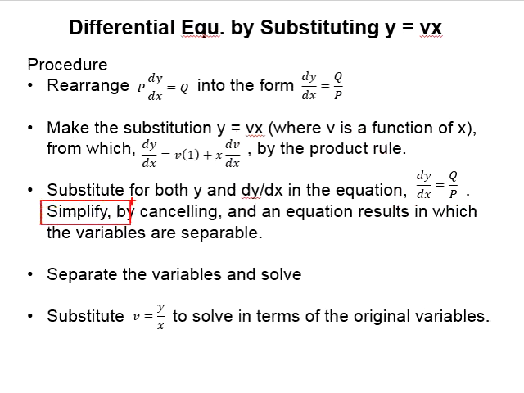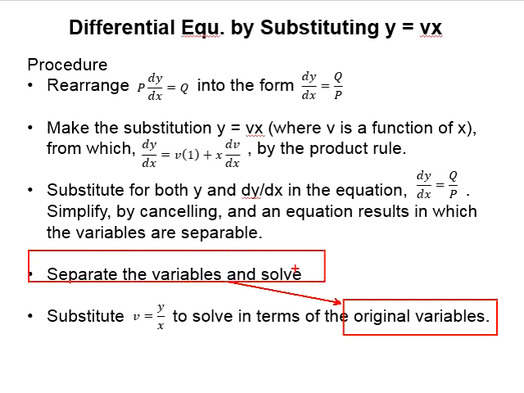Simplify the equations until the variables are separable. Next, you separate the variables and solve the differential equations. Lastly, you substitute v equals y per x, which is derived from y equals vx here, into the original variable as integrated from the steps here.